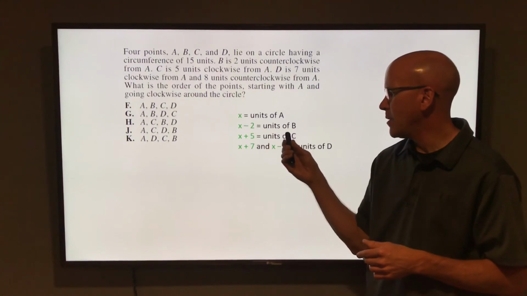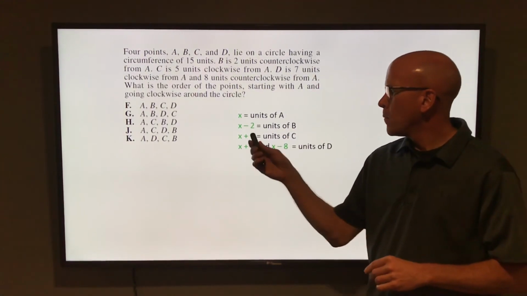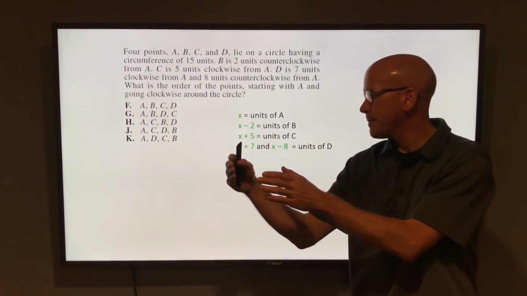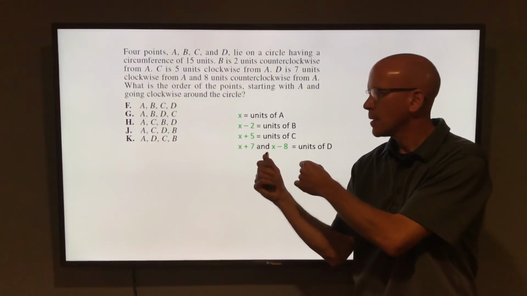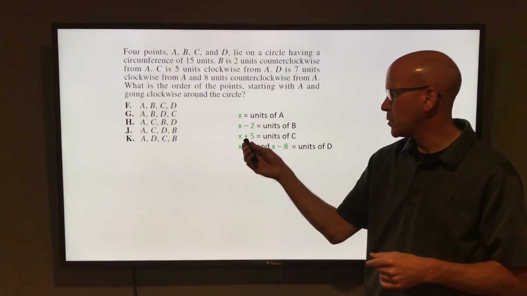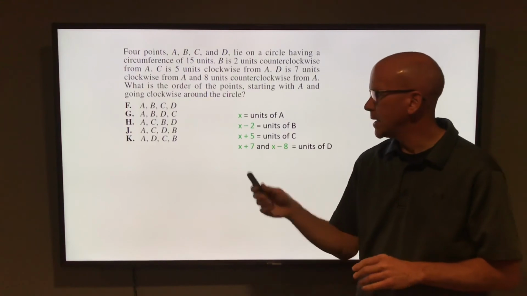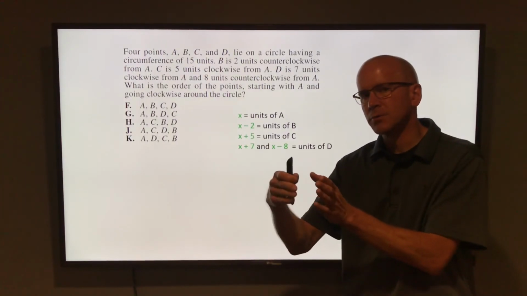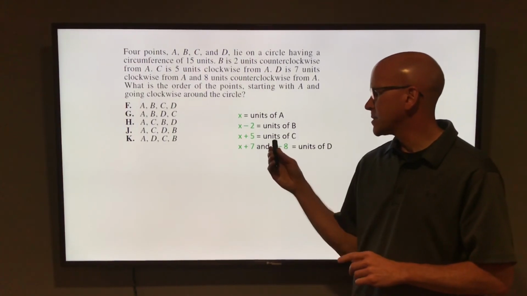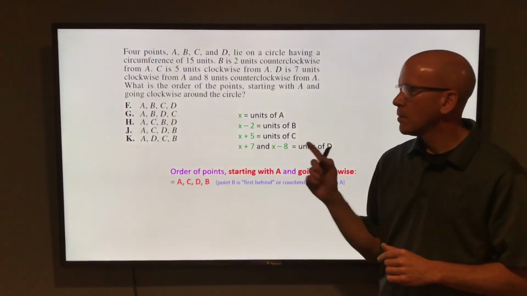So it's A, then C, and then you have a choice between B or D. Well, x minus 2 is going to be closer to the left of A than x minus 8. So in terms of going around to the right, it's x, x plus 5, x plus 7, and then finally x minus 2. Again, x minus 2 is closer to the left or closer counterclockwise than x minus 8 is. So it's A, then C, then D, and then B. Letter J.